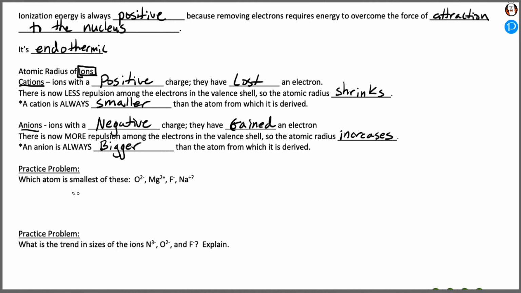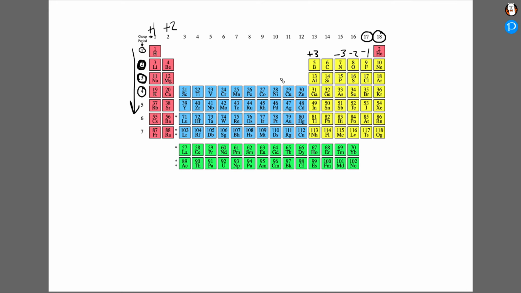So let's look at this first problem right here. Which atom is the smallest? I've got O2 minus, Mg2 plus, F minus, and Na plus. Let's look at the periodic table here. The first one was O2 minus. So here's oxygen. 2 minus, remember, is where it gains 2 electrons. So we can think about this as going 1, 2. It's gained 2 electrons, so it gets right here.